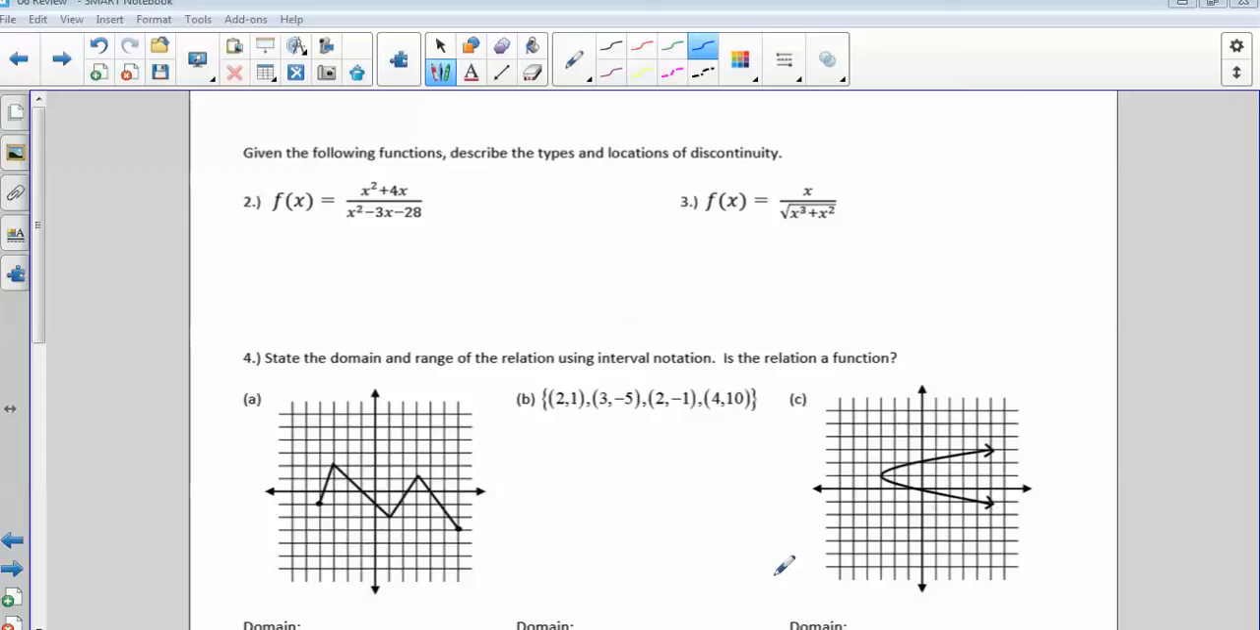Okay, pre-calc students, we're still working on the Unit 6 review, and we're now on page 2. In this section, we're talking about discontinuity. So in the first function, we're going to factor the numerator and denominator.